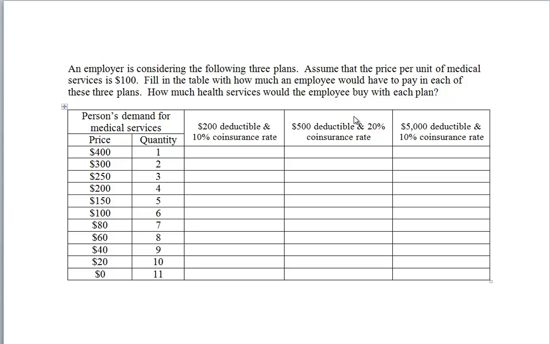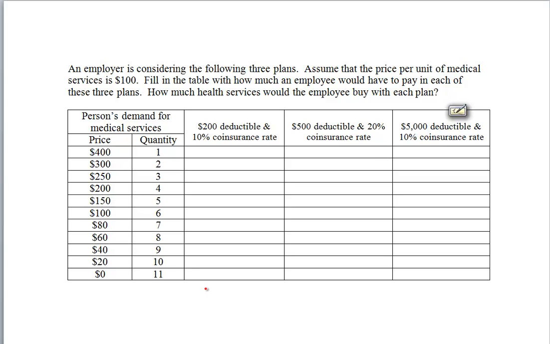So this person's willing to pay $400 for the first units, as we see right here. And won't pay $401, but will pay $400. For the second unit, they're willing to pay $300, but no more. Not even $300.01. So this is our demand curve. Now, let's calculate what the prices are going to be. That is, how much the person has to pay for health care.